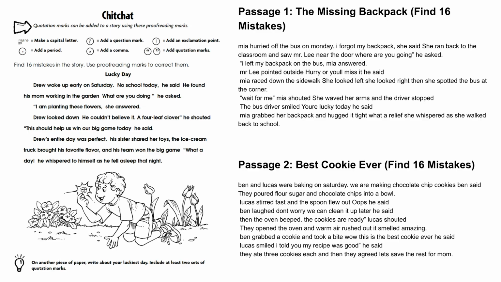Read passage 1, The Missing Backpack. There are exactly 16 mistakes hiding in this story. You need to add capital letters, periods, question marks, commas, and quotation marks where they belong. Take your pencil and fix the story using your proofreading marks. When you finish, do the same thing for passage 2, Best Cookie Ever. Find and fix all 16 mistakes. Pause the video now to be a proofreading detective.